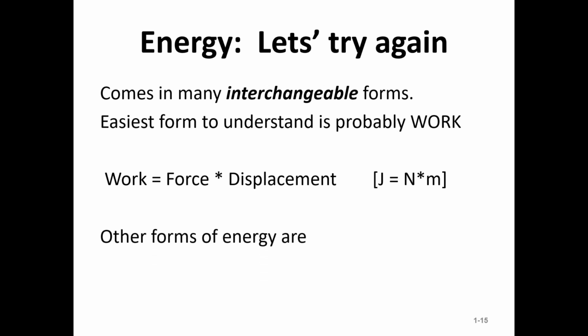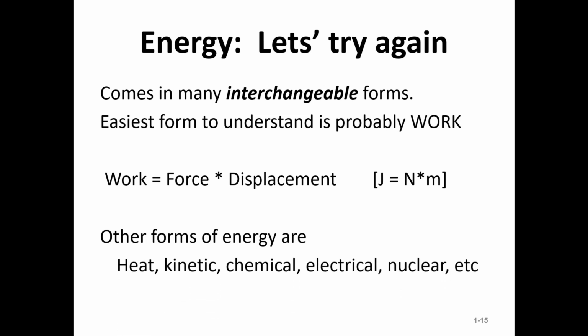So there are other forms of energy that are much harder to get a grasp on. And some of those are heat energy, kinetic energy, that is the energy of motion. There's energy in chemical bonds. There's electrical energy that we're going to deal with. There's the energy in the nucleus of an atom, nuclear energy. There's all these weird forms of energy, but they all have the same unit. They're all joules. And for most of these, I think all of these, there's a way to convert one form of energy into another.